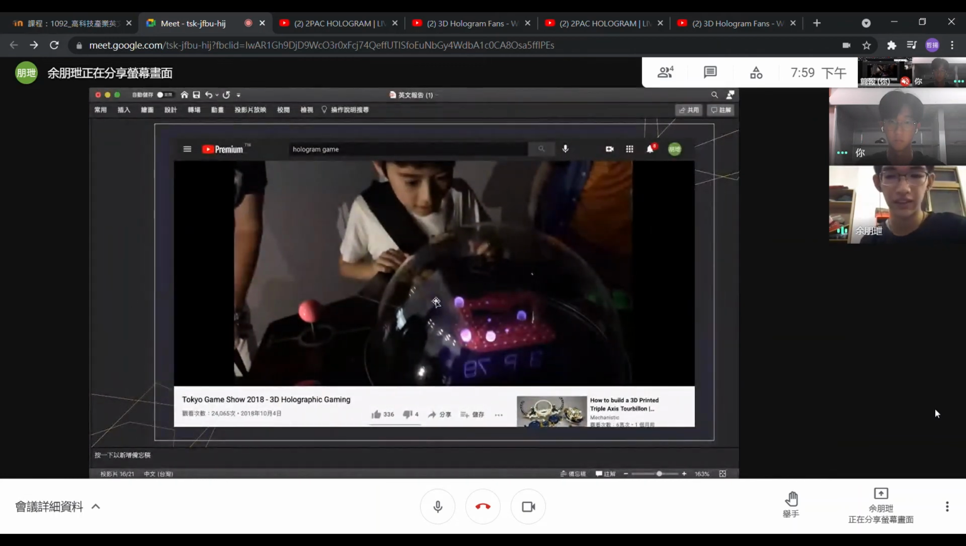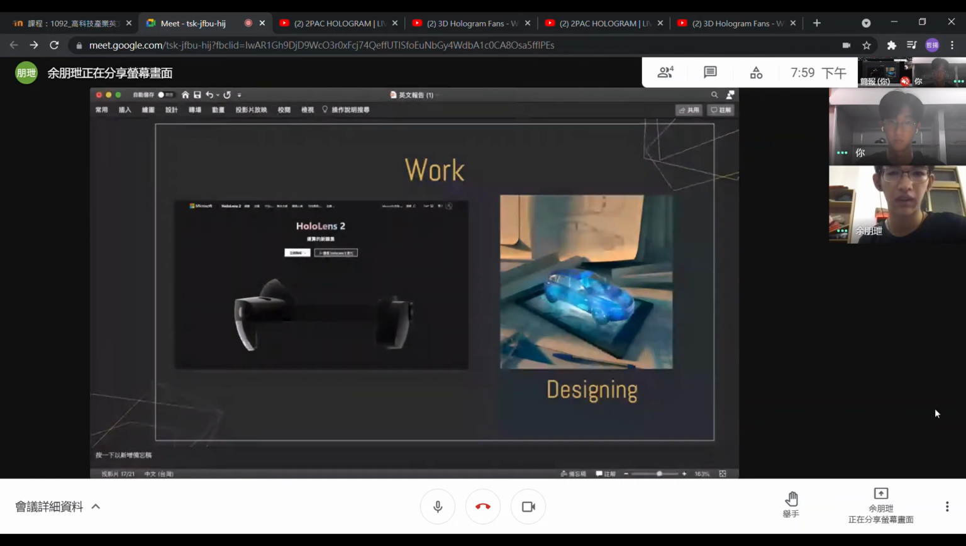Okay, next, work. And the left side is Microsoft, which published HoloLens 2 in 2019, but it's limited supply. It already creates a hologram device to help people to work on it.